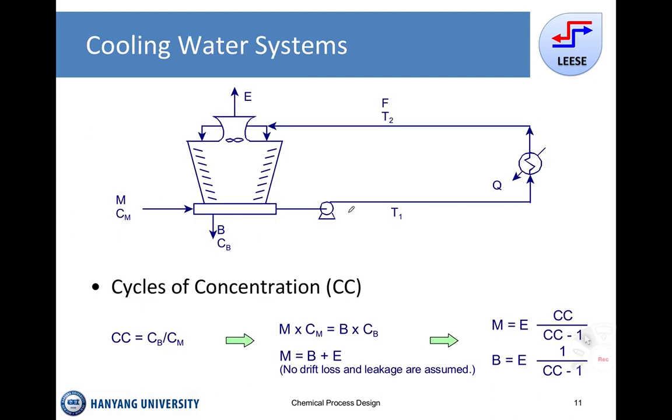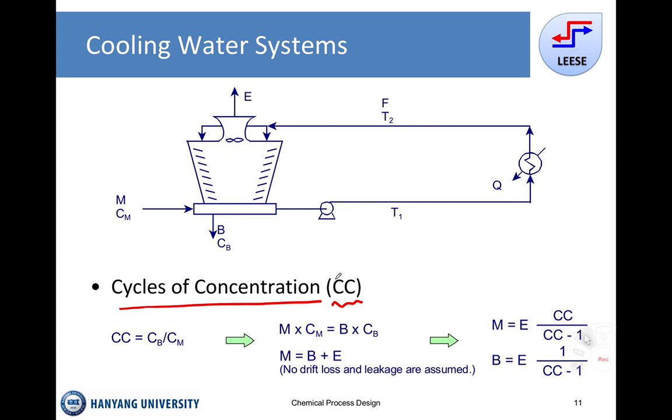In order to understand the cooling water systems, this is some simple mass balance to estimate the amount of the makeup and the blowdown and the relationship between these three things: evaporation, blowdown and makeup. So we need to understand first the concept of the cycles of concentration, okay, given as Cc. Cc is kind of the operating parameter for regulating the contamination level for cooling water.